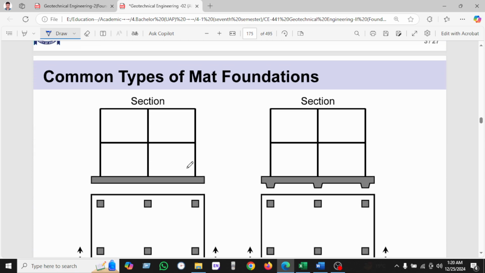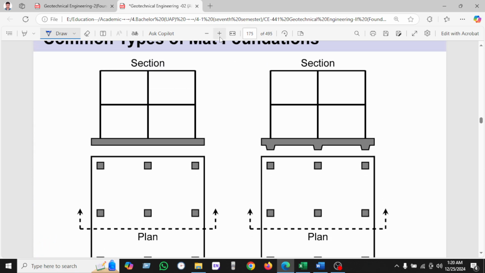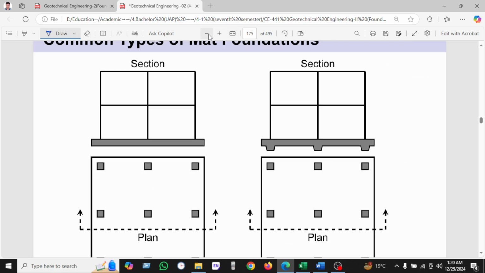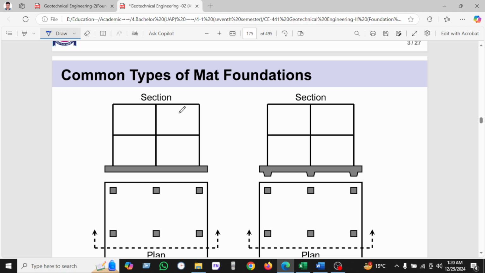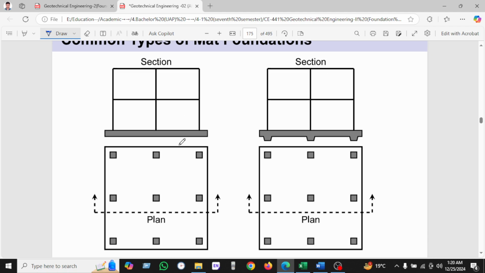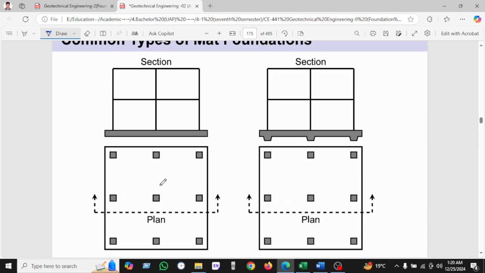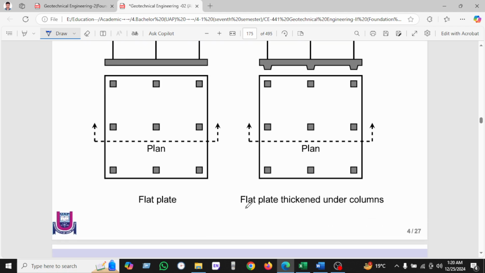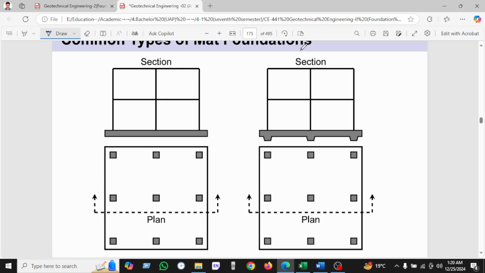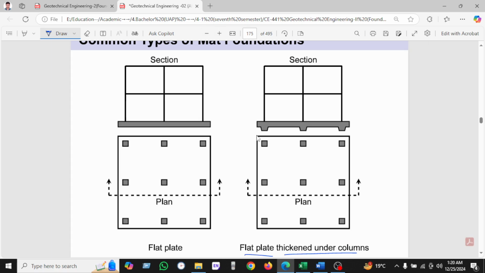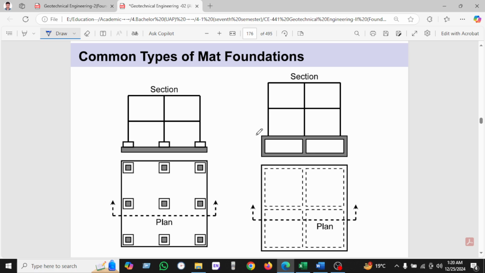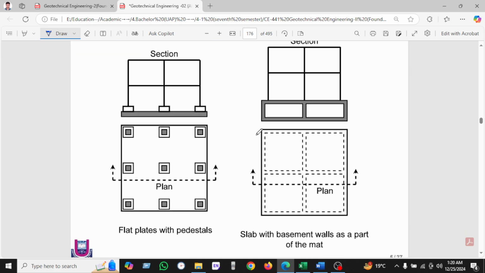So we can see here pictures of different types of mat foundation. You can see a section of a two-story building, and the plan is here. A flat plate is used here. This is the section, and we can see the flat plate thickened under the column. Another commonly used type of mat foundation is the flat plate with pedestals and slab with basement wall as a part of the mat.